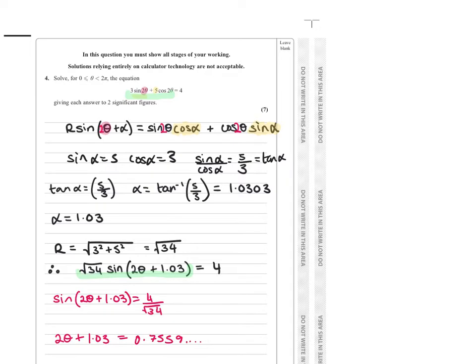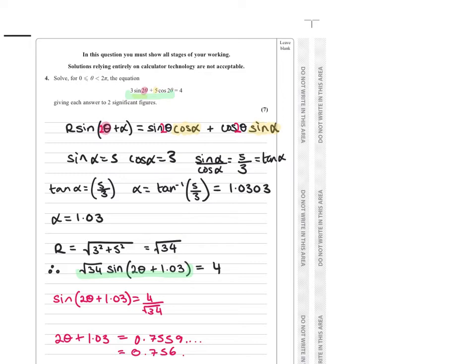What we're going to do is round it to 3 significant figures, okay? Because in the question it wants 2 significant figures. If we round it to 3 right now, we're going to try and keep it as exact as possible. So we're going to use 0.756. Okay, so we found our first value.